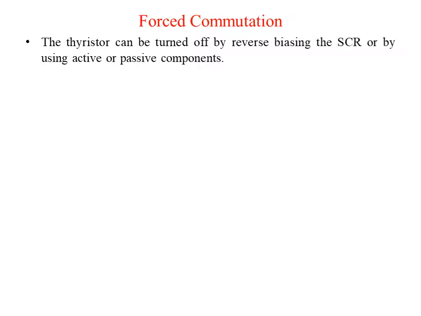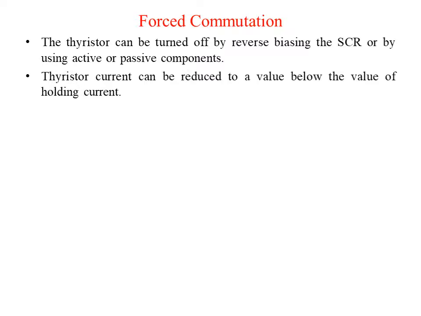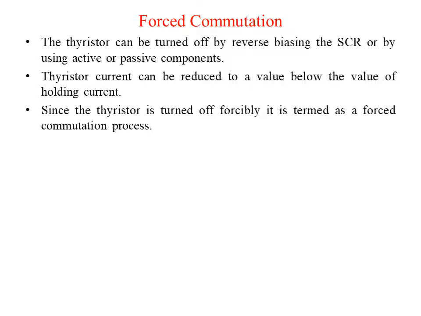Forced commutation. The thyristor can be turned off by reverse biasing the SCR, or by using active or passive components, that is resistance, inductance, and capacitance. We can use these components for reverse biasing the SCR. Thyristor current can be reduced to a value below the holding current using these active or passive components.